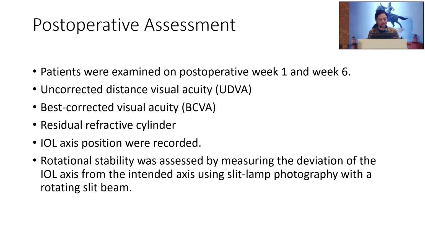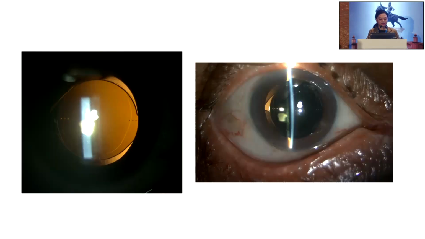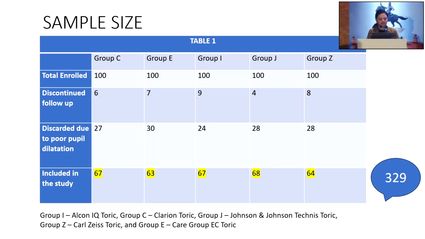Postoperatively, we saw the patient on week 1 and week 6. We evaluated uncorrected and best corrected visual acuity, any residual refractive cylinder, and IOL axis, and rotational stability was assessed by using slit lamp photography. This is how we did it. Coming to the results, we included 100 patients in each group, but some were lost to follow-up and some were discarded due to poor pupillary dilatation, which was significantly high in torics.